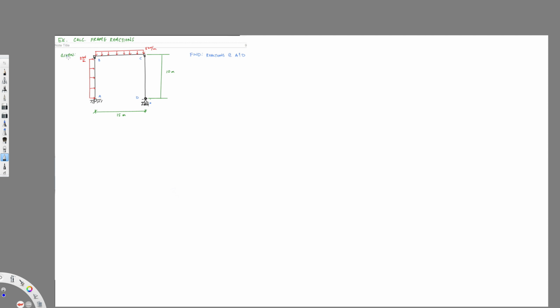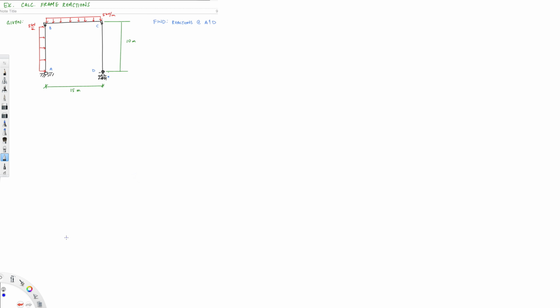Guys, we have this question right here. It's asking to calculate frame reactions and find reactions at A and D. So let's see how we can do this. First of all, we have to mention the forces here.